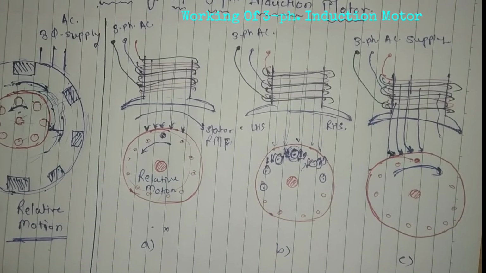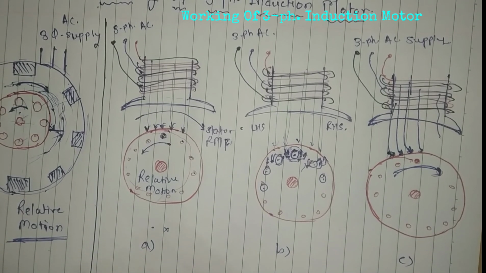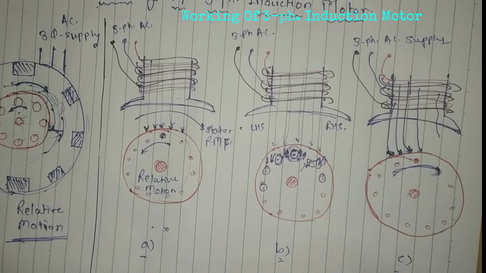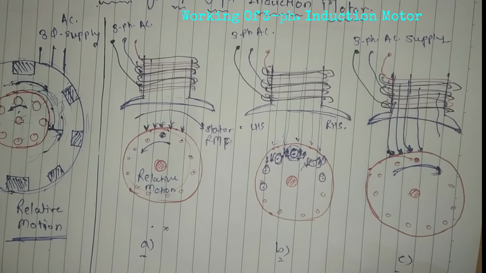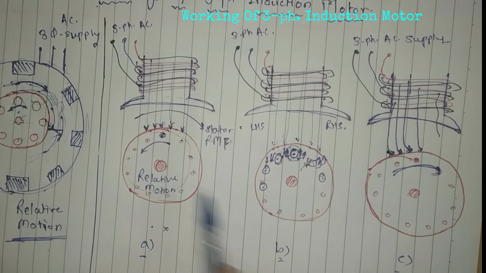So this is the working you have to explain. Diagrams A, B and C. These three diagrams you have to draw and explain one by one. So this is what you have to explain for the working of a three-phase induction motor. It will come for 3 marks.